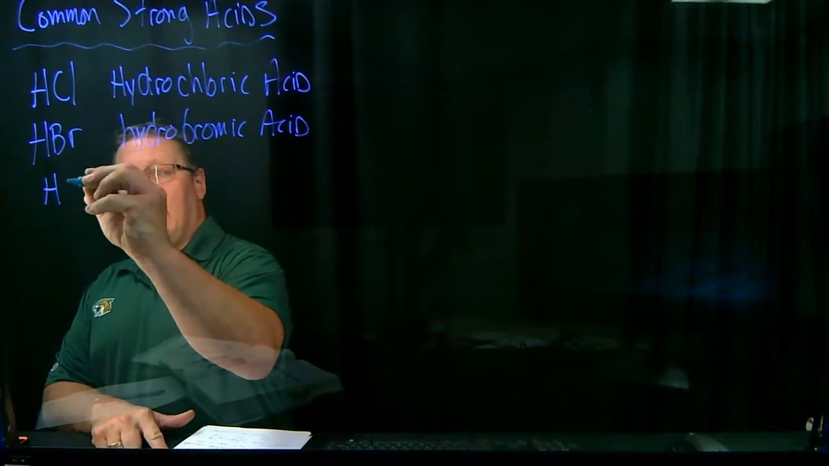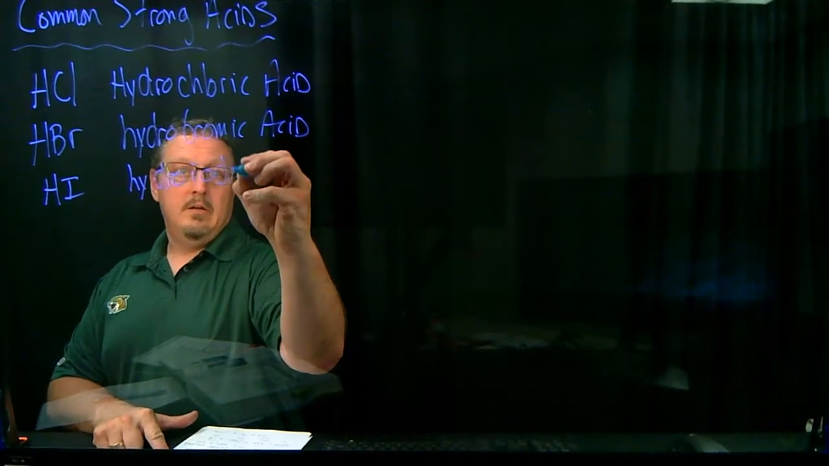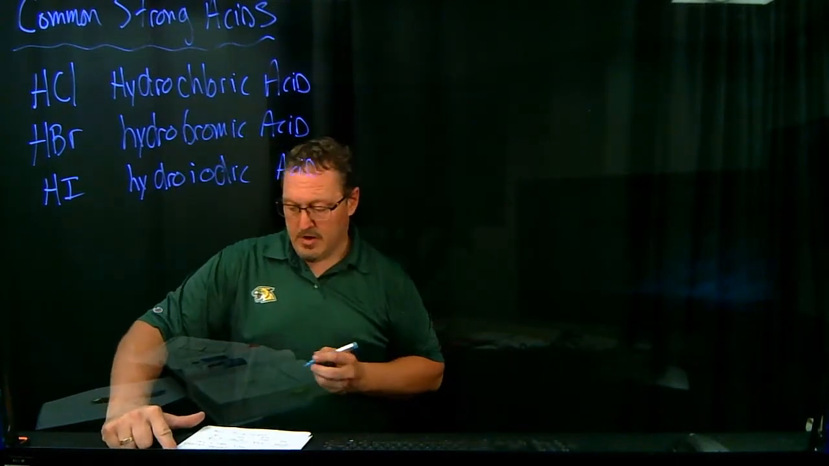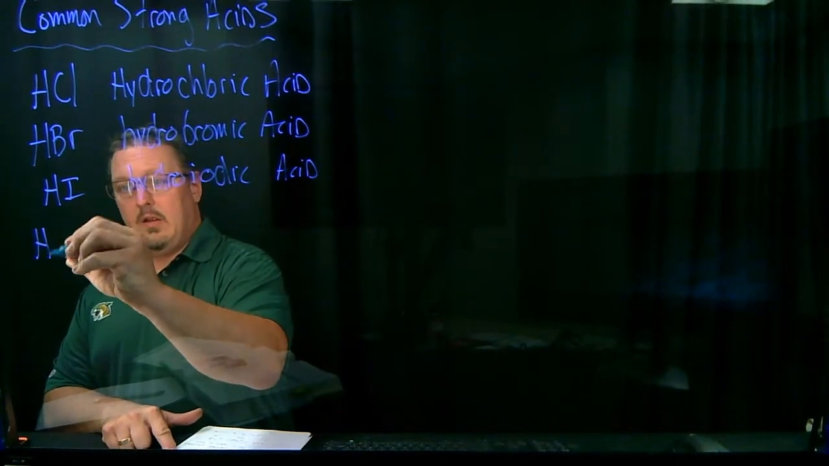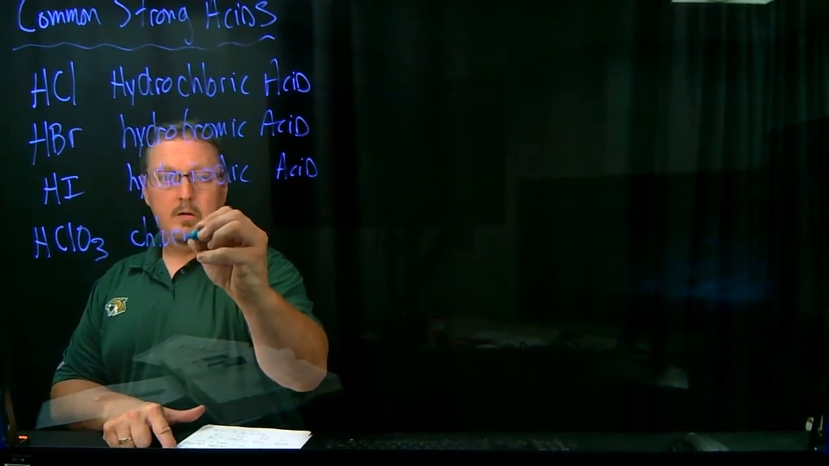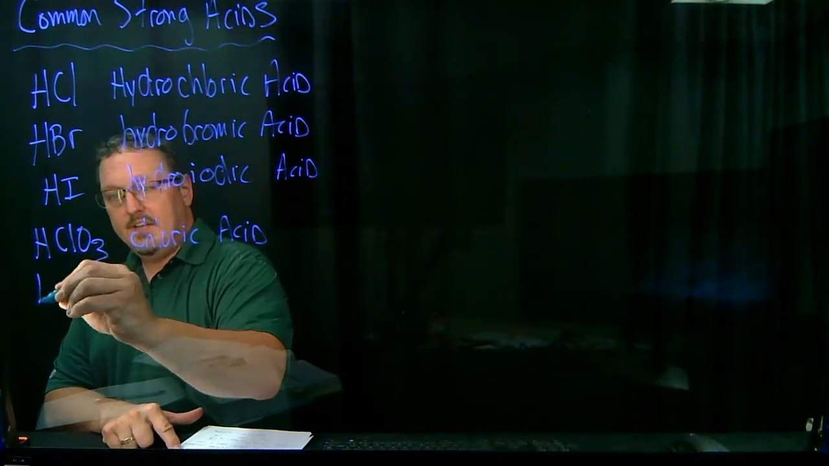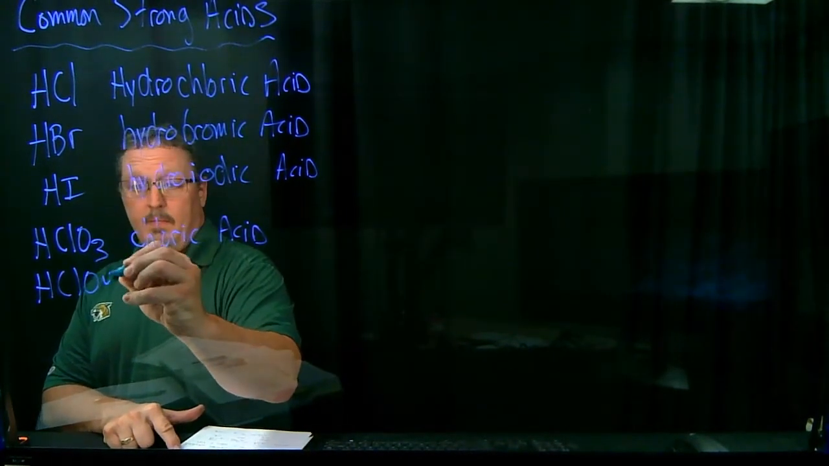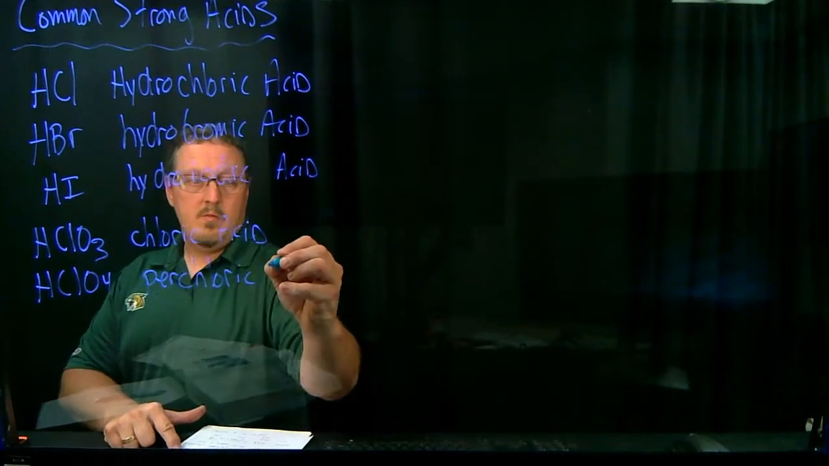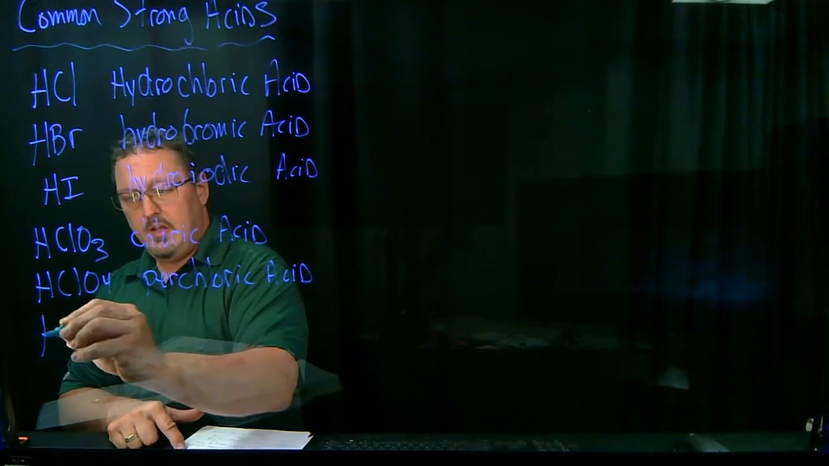HI is hydroiodic acid. Chloric acid is HClO3. Perchloric acid is HClO4. Nitric acid is HNO3.